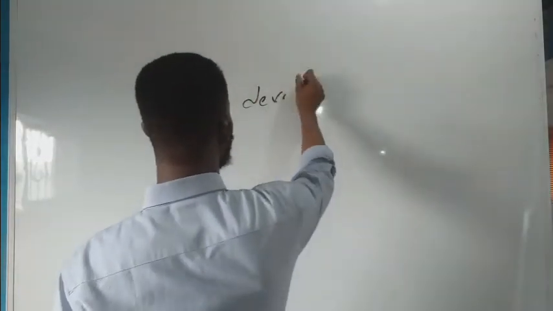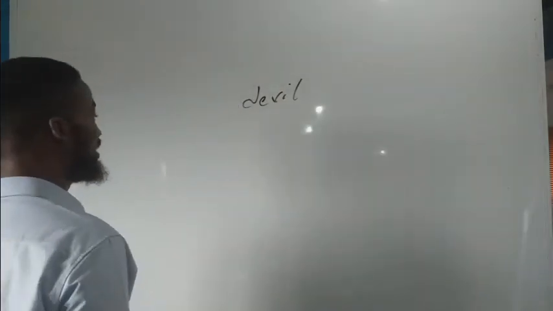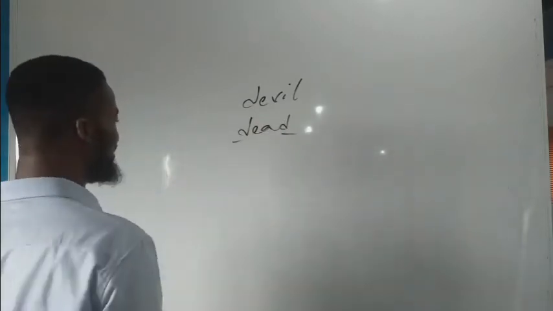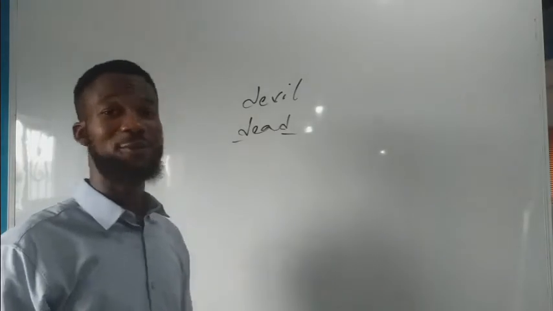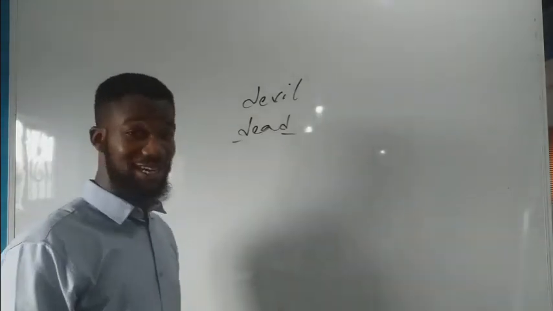Of course, we have D in devil. D can be at the end of certain words. D can be in D-E-A-D. Look at this, dead. Alright, D is found in dribble. That's not a big deal. That's not a major problem at all. The real deal is the fact that D is silent in certain words.